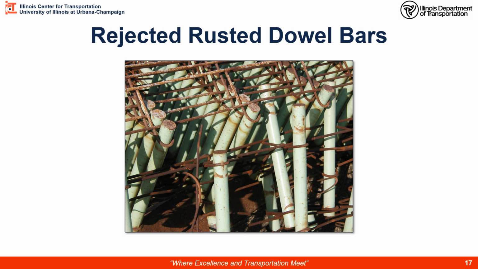Here in this slide, we have some dowel bar assemblies where we have our dowel bars and our baskets. These are rejected. Why do we reject these? Well, we have rust on the exposed ends. We have holidays or daylights, rusting coming through our epoxy coating, and these baskets or cages are all rusty. These are not acceptable in our IDOT contract.